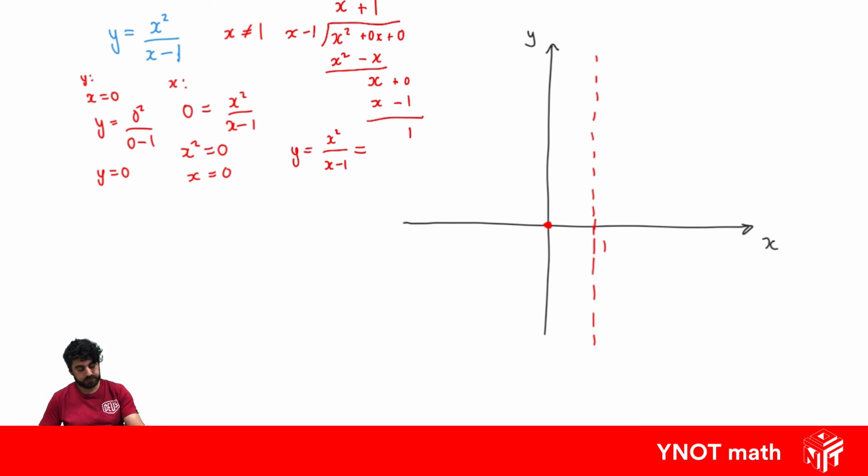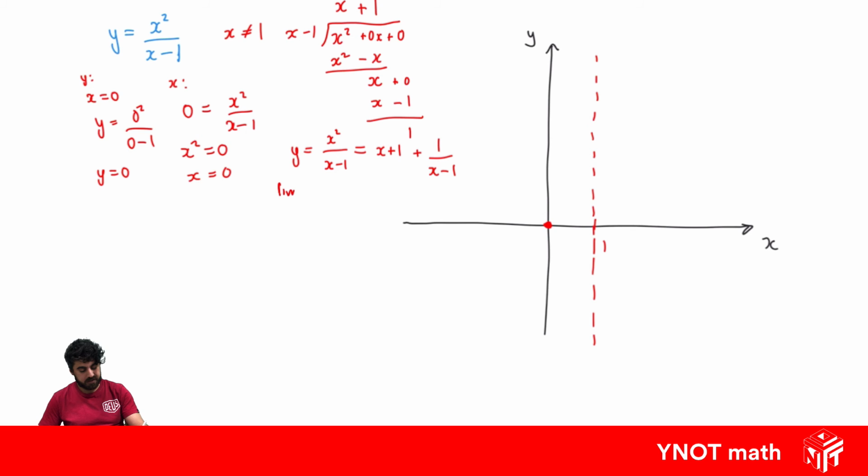So now we can rewrite y as x squared divided by x minus 1 equals x plus 1 plus our remainder over our divisor. So this function is equivalent to x plus 1 plus 1 over x minus 1. And why does that help us? Well, that helps us because now we can analyze the limit as x approaches infinity or negative infinity, or both.